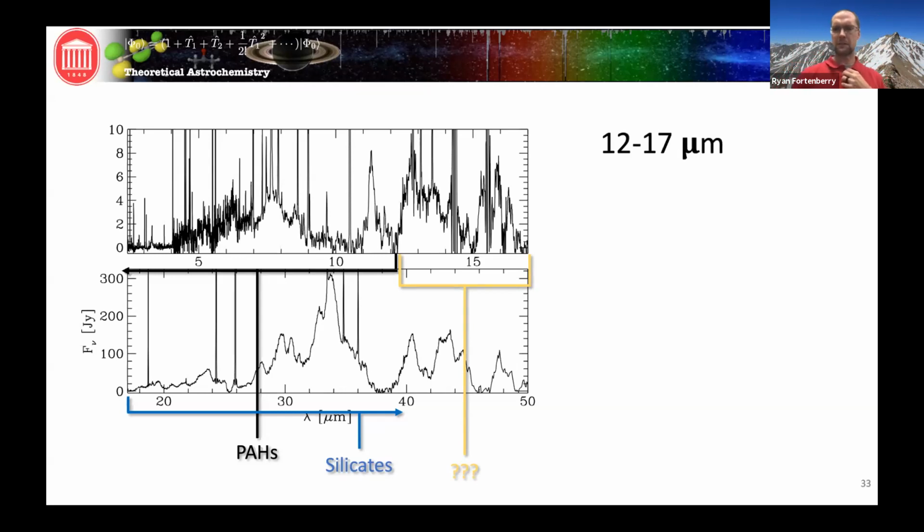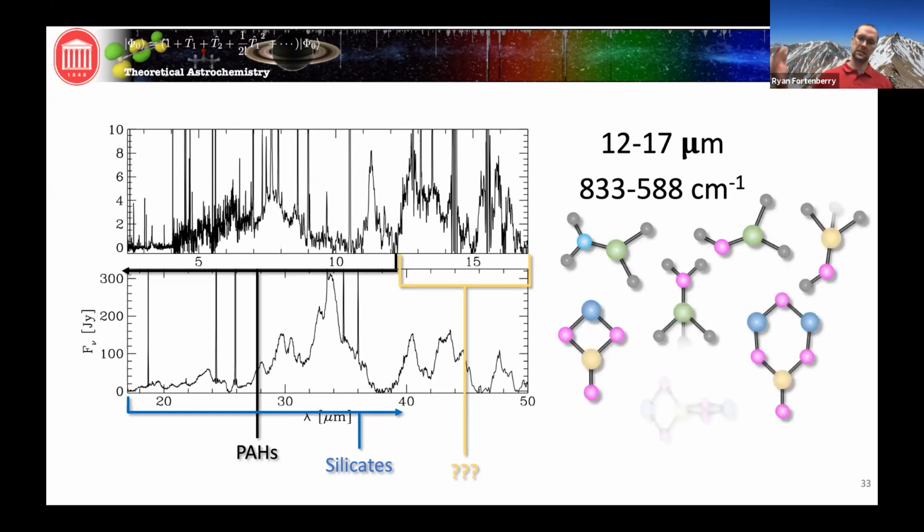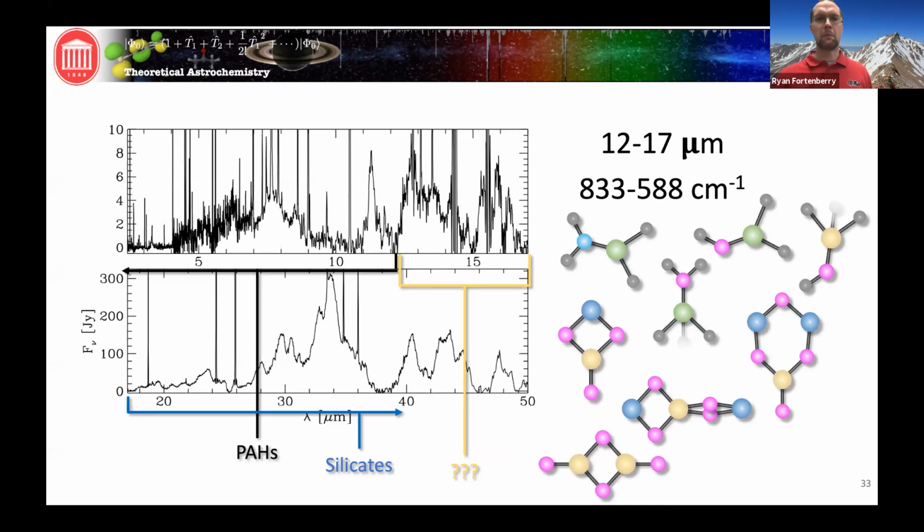And so in this 12 to 17 micron range, which is about 833 to 588 wave numbers, I've got some ideas, because one of my favorite molecules has a couple of really high intensity transitions in that range between 833 and 588 wave numbers. And then so does this molecule that I showed you, and this one, and this one, and this one, and this one, and this one, and all of these that I have shown you today have notable intensities in this range that's a bit less well established as to what those types of molecules might be.